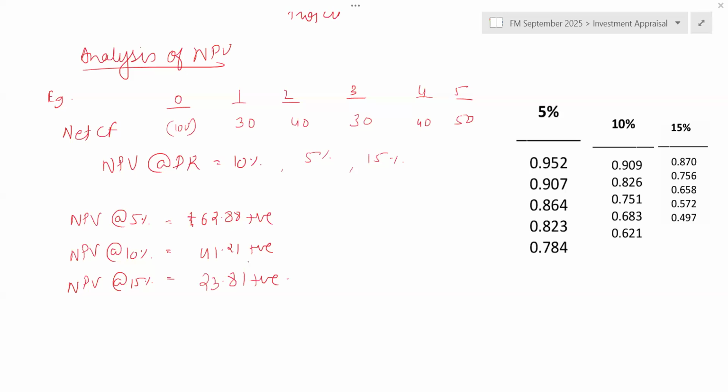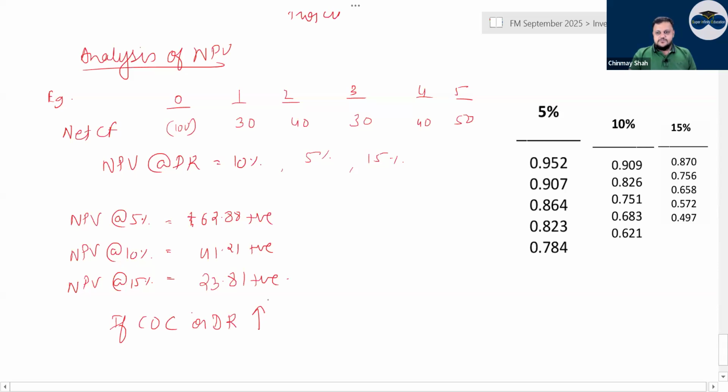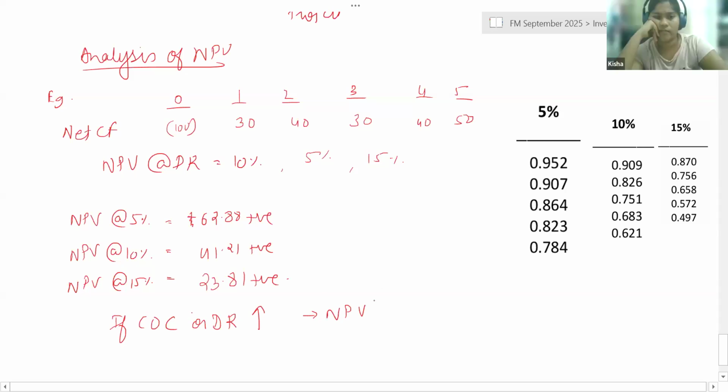62.88, 41.21, and 23.81. What am I trying to do here? Tell me. That means, एक second. Can I say below this, if cost of capital or discounting rate goes up, increases 5 to 10, 10 to 15, what happens to NPV? Does it rise or fall? Fall. Inverse relation. NPV inverse relation. Correct or not? Yes, sir.